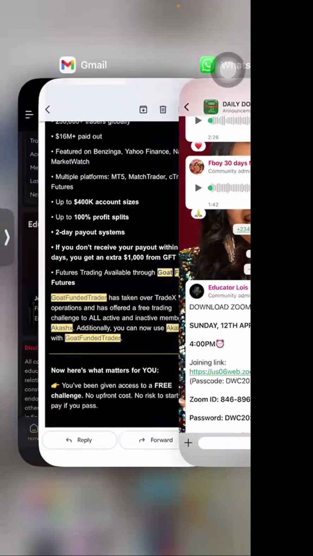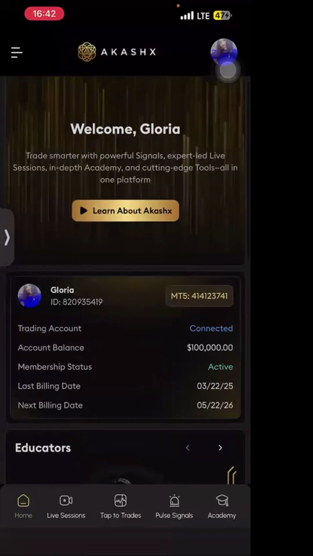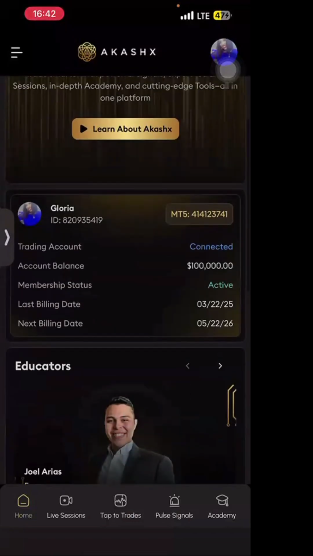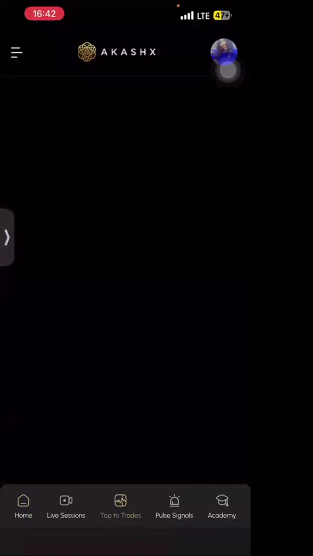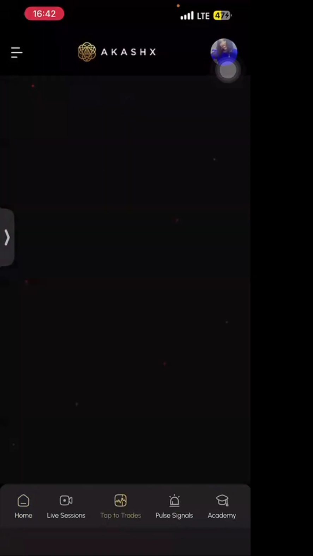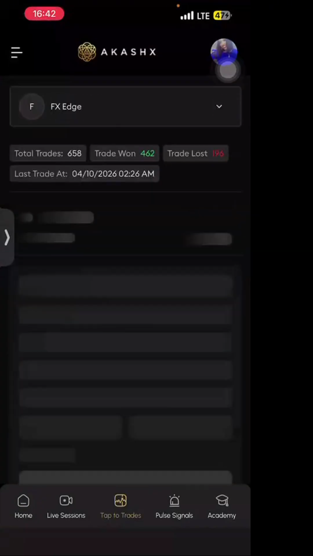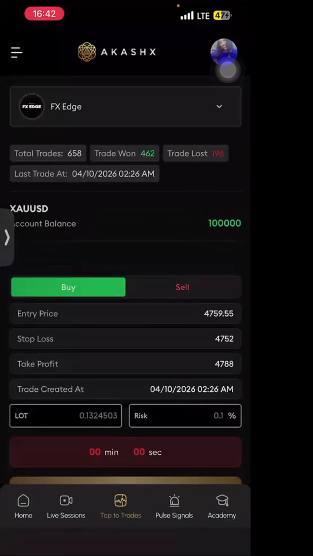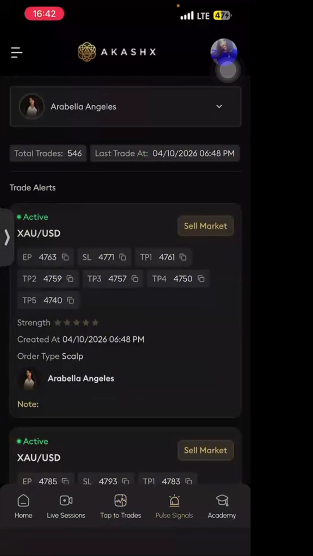So let me take you guys to my Tap to Trade. These particular educators now, this is my account that is connected here with Akashx. This is Tap to Trade. I've selected the educators that will actually trade with me or trade for me on Tap to Trade, right? If I have time to actually trade myself, I will go to Pulse Signals. So Pulse Signals is the signal group of Akashx, right?